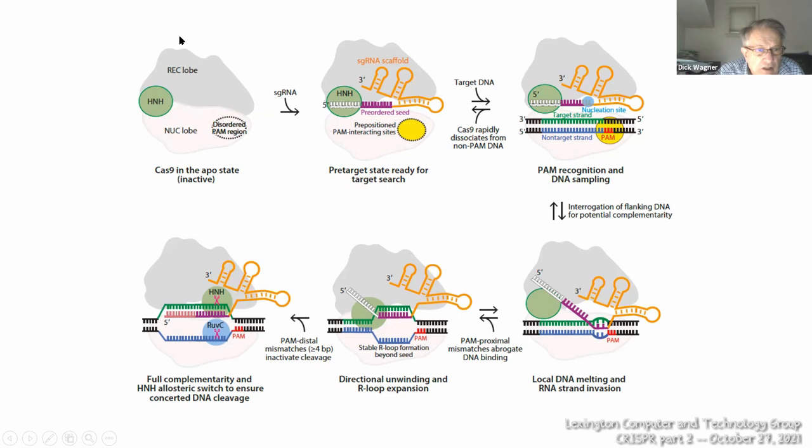And then the other region here is a so-called disordered PAM region. In other words, there's a region in this particular lobe that hasn't really fully formed itself. It's going to become the PAM region. Now, PAM stands for protospacer adjacent motif. Boy, I'm forgetting the acronyms here. Anyway, that's what that stands for. We'll get to a little bit more about that when we go on.